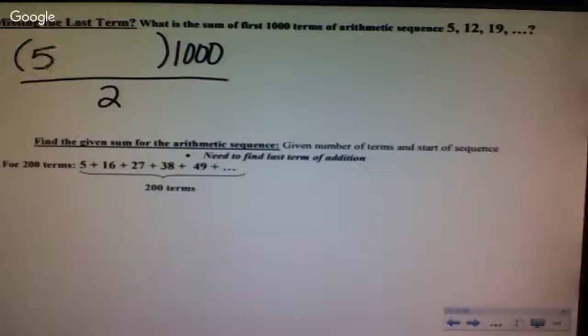5 and 19. I don't know what my last number is, because 19 is not the 1,000th term. It's technically the second, because this is P sub 0, so this is P sub 1, P sub 2. So I need to figure out what that number is. Yes, Gianni, we're going to go back to that equation. Gianni said the difference here is 7. We're adding 7, so that's y equals, or P sub n. Let me go back to P sub n.